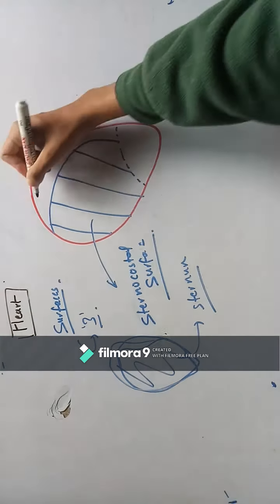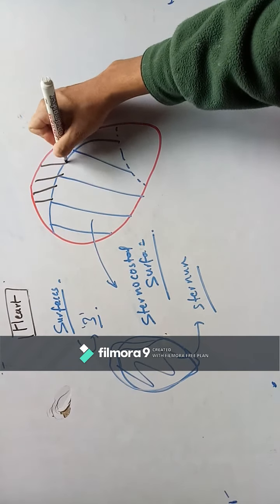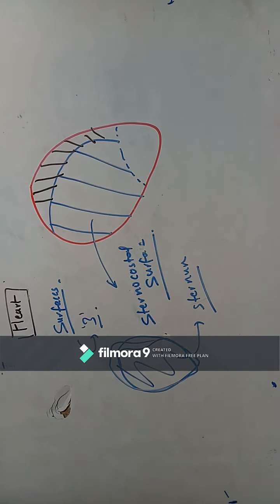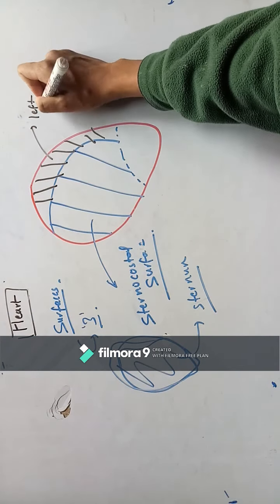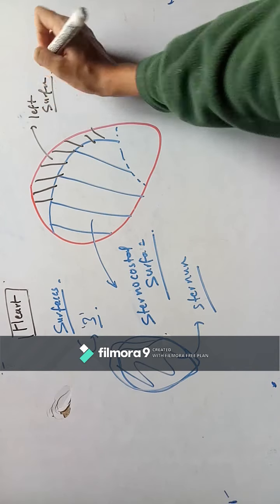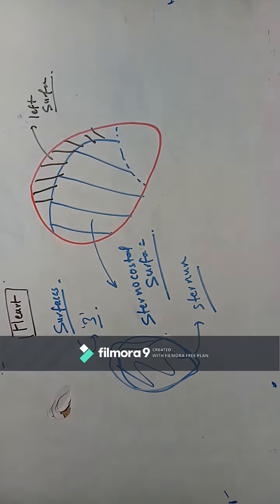Now this part, this black shaded part, is called the left surface. Why? Because it faces towards the left side.